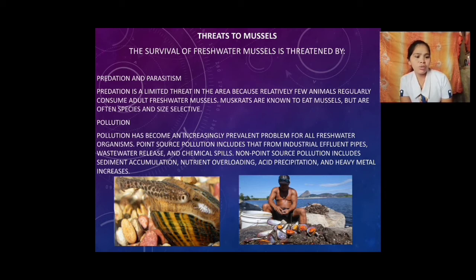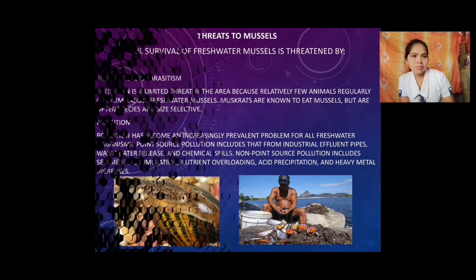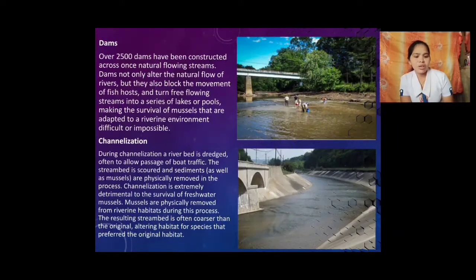Overload, nutrient overloading, and heavy metal increases. Dams. Over 2,500 dams have been constructed across once natural flowing streams. Dams not only alter the natural flow of rivers, but they also block the movement of fish hosts and turn free-flowing streams into a series of lakes or pools, making the survival of mollusks that are adapted to a riverine environment difficult or impossible.